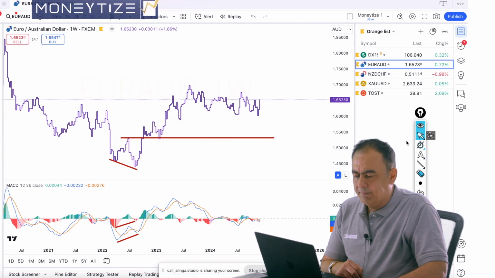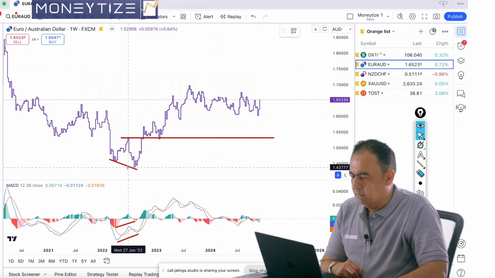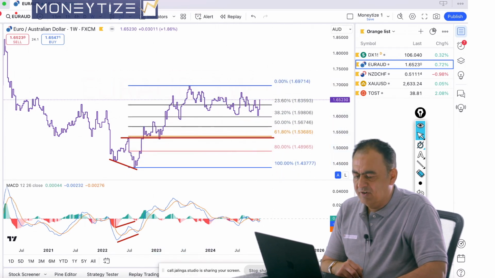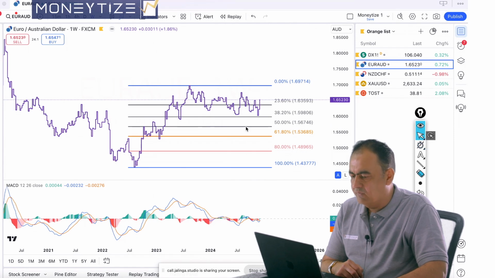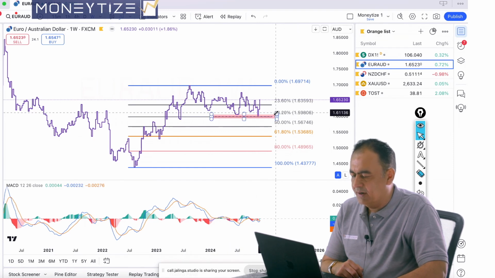I'm going to apply Fib retracement here, starting from the lowest, connecting to the highest, and we got the retracement. Usually we get around 50 to 61, but this time this currency pair has given only 38% retracement. Now moving down to daily.